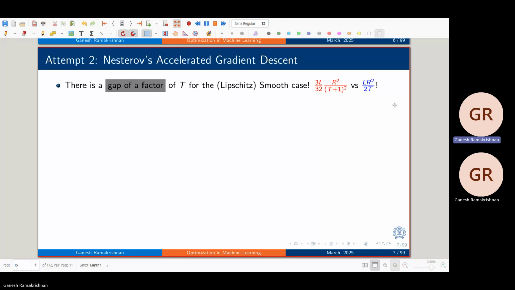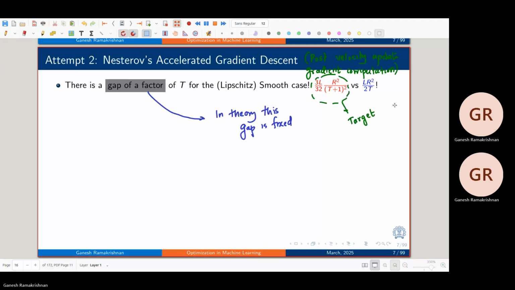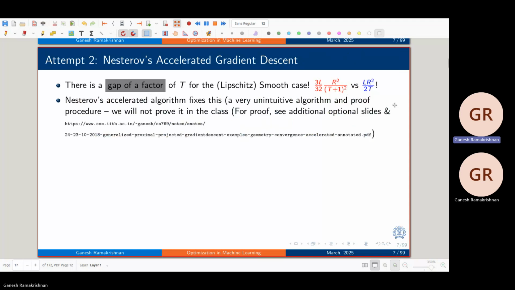The question I'm asking is, is it solving the smooth issue, the gap factor? In theory, it appears that you can fix this gap using Nesterov. So that's good news for you. Basically what is happening is the post velocity update, the gradient computation after extrapolation at the target, seems to work. It's a very unintuitive algorithm. I'm going to just flash the proof.